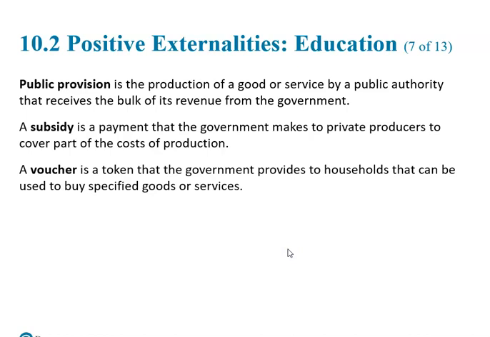A public provision would be the production of a good or service by a public authority. Classic example would be the case of a state university or a state college. A subsidy would be a payment that the government would make to private producers, meaning private universities and colleges might get a subsidy from the government so that the efficient number of students can be enrolled every year. And a voucher is a token that the government will provide to households so that they can buy education for themselves while taking into account the marginal social benefit.